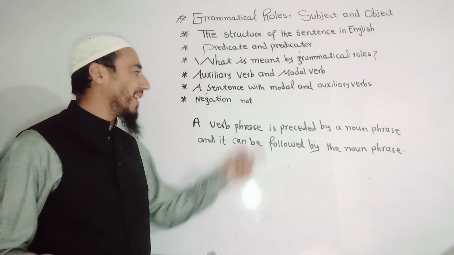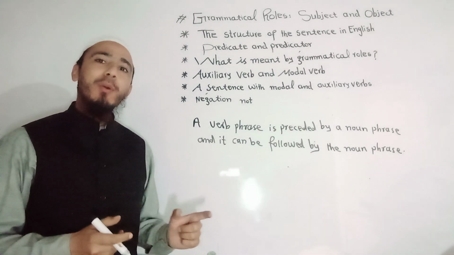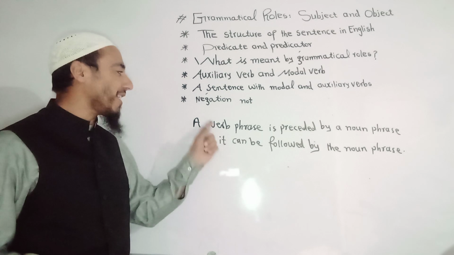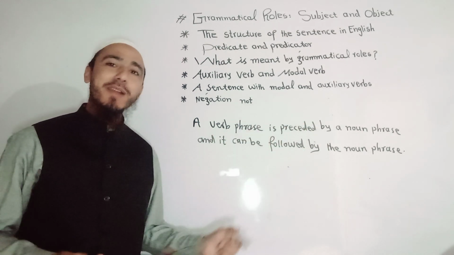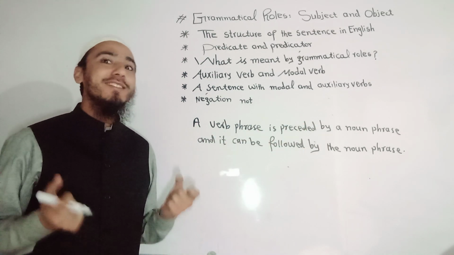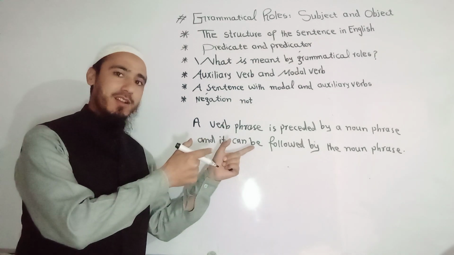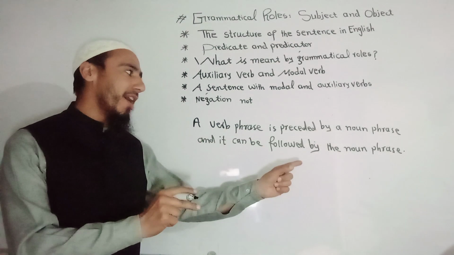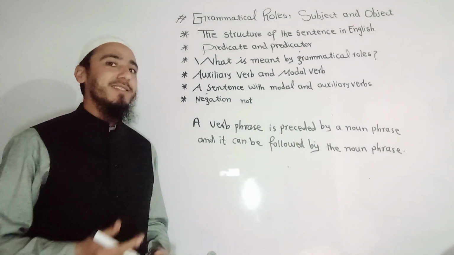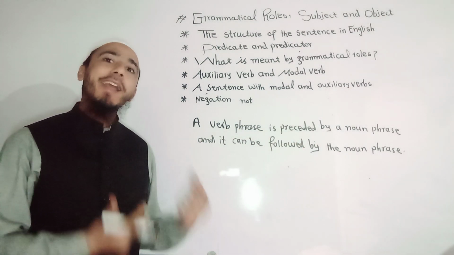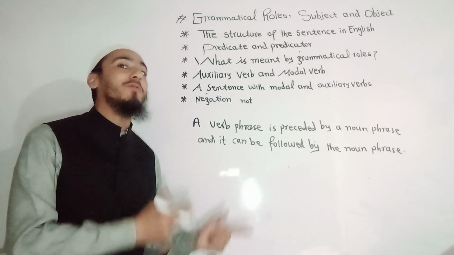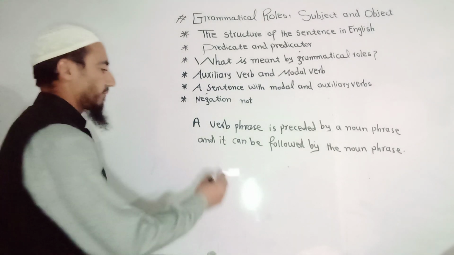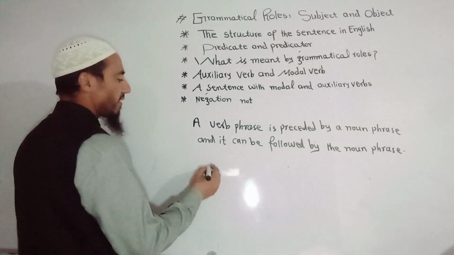What does it mean? It means that before the verb phrase there must be a subject. When we say a verb phrase is preceded by a noun phrase, it means that there must be a subject before the verb phrase. And when we say it can be followed by the noun phrase, it means that sometimes there can be a noun phrase, which we call object, after the verb phrase. For example, I'm writing one example.